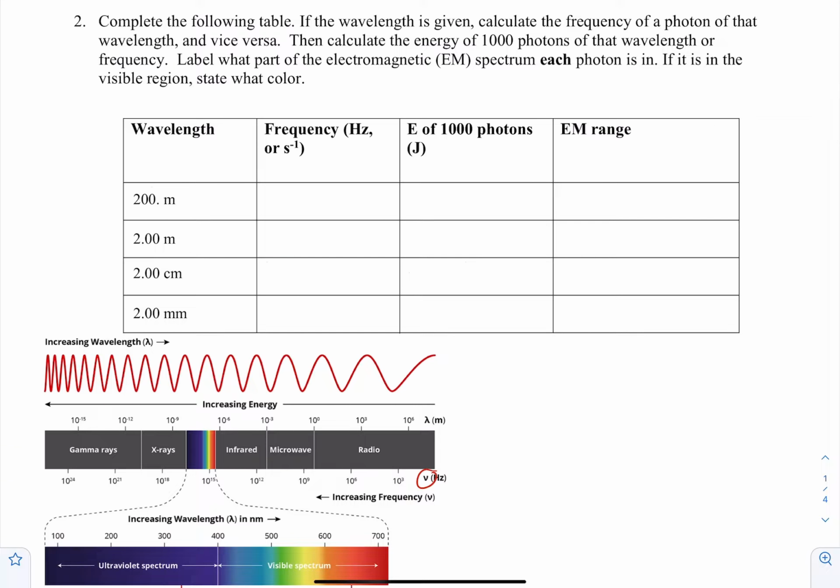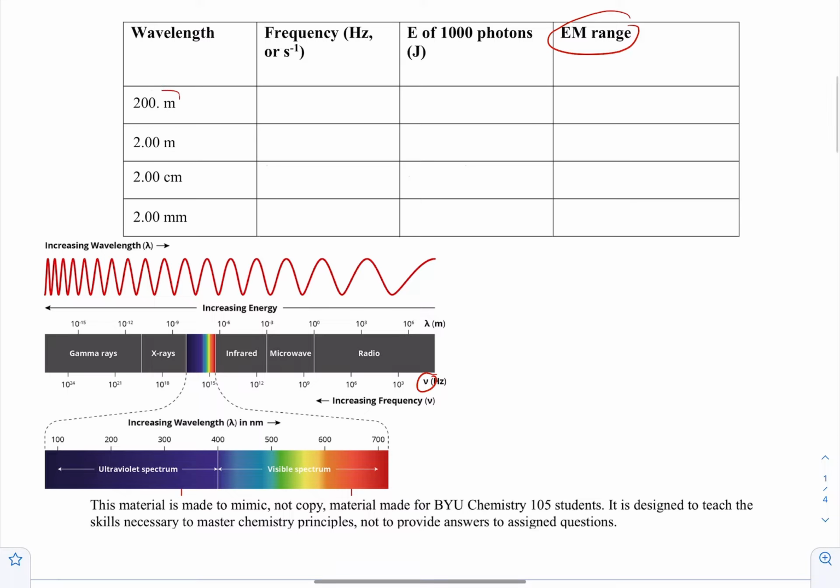All right, number 2, complete the following table. If the wavelength is given, calculate the frequency of a photon that is of that wavelength, and vice versa. Then calculate the energy of 1,000 photons, and so on. Okay, let's do the electromagnetic range first. So they want us to look at the electromagnetic spectrum and find where these wavelengths fall. And really it's easiest if you just go with the wavelength here. So let's look at the wavelengths.